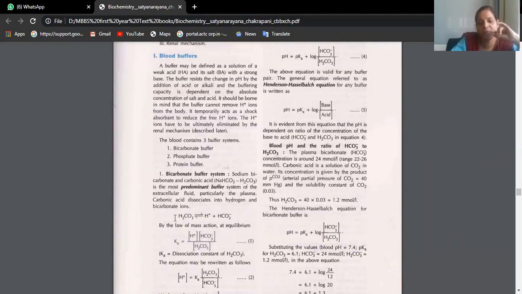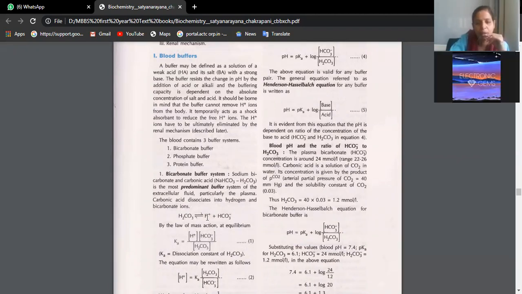We have come across this formula many times when we were doing carbon dioxide exchange inside the RBC, during the formation of HCl inside the parietal cells of the stomach. Many times this formula comes: H2O plus CO2 forms H2CO3. H2CO3 splits into H plus and HCO3 minus. Okay, what is the enzyme involved? Do you remember? Carbonic anhydrase. Very good, carbonic anhydrase.